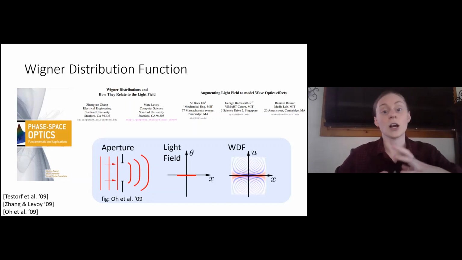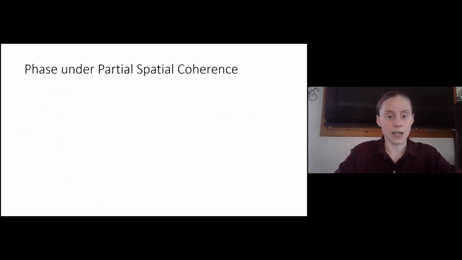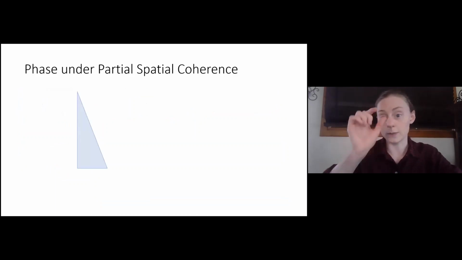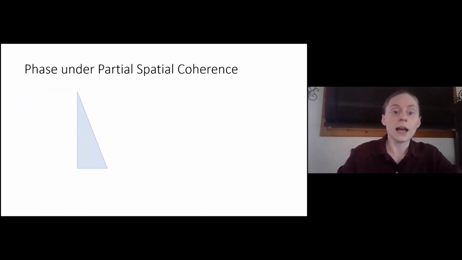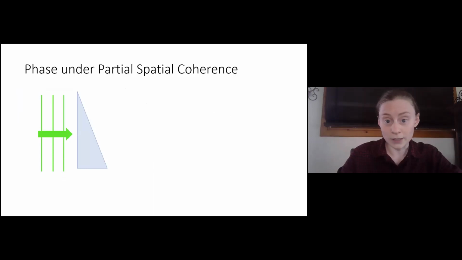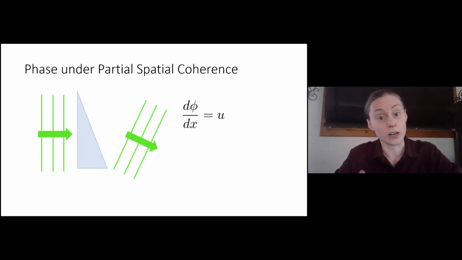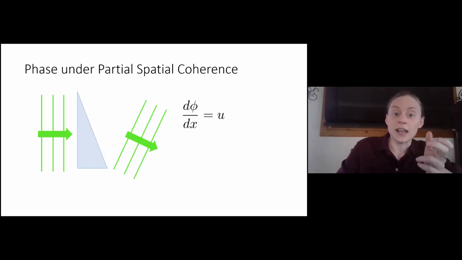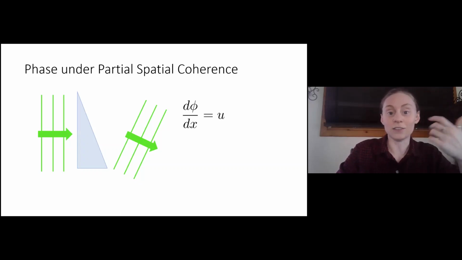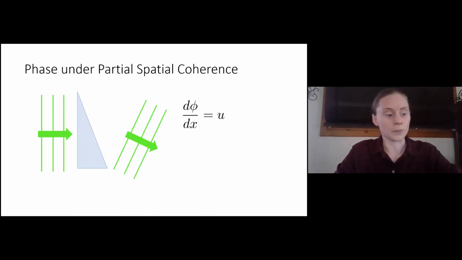And this object lets us talk about phase in a more general way. So let's say we have a locally linear phase object. That's going to be a section of a prism. And when a single plane wave passes through this prism, it will be deflected, as we saw before. And so a phase ramp, dφ/dx, corresponds to a deflection in the direction u. And we can reverse that, actually, to take this as a definition of the phase from the propagation direction.